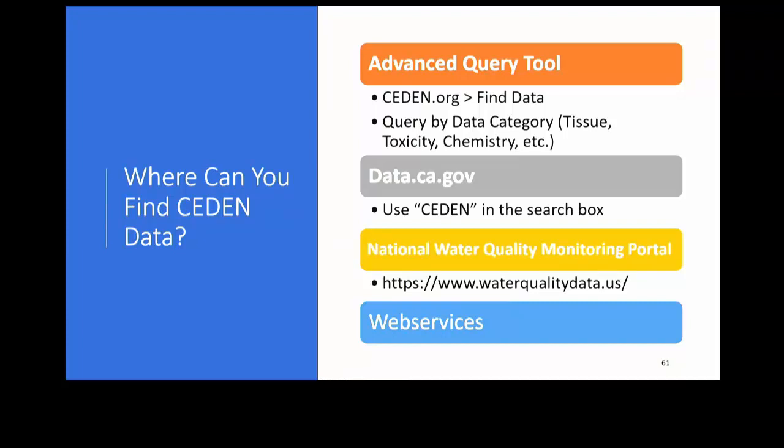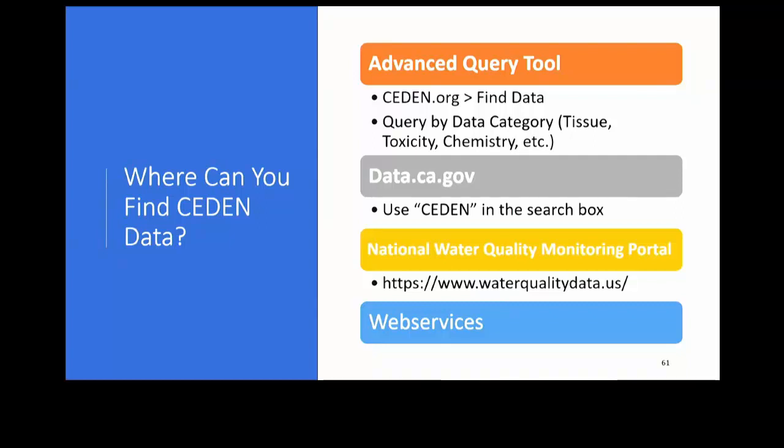We have our advanced query tool. When I went to the CEDEN website, the first button that was there was the Find Data button, and that would take you to the advanced query tool, where you can query by data type, and then there are a variety of other selection criteria to filter the data, and you can retrieve it that way.